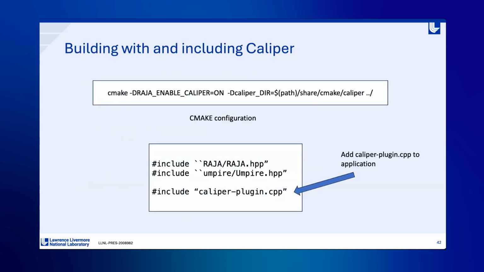Configuring Raja with Caliper is straightforward. All you have to do is configure the following CMake variables. You just tell Raja to enable Caliper, and you point to the Caliper directory. And in any application or file where you want the kernel naming capability to queue Caliper runtime reports, you just include this file, the Caliper plugin.cpp file, which is also available in the AWS instance.